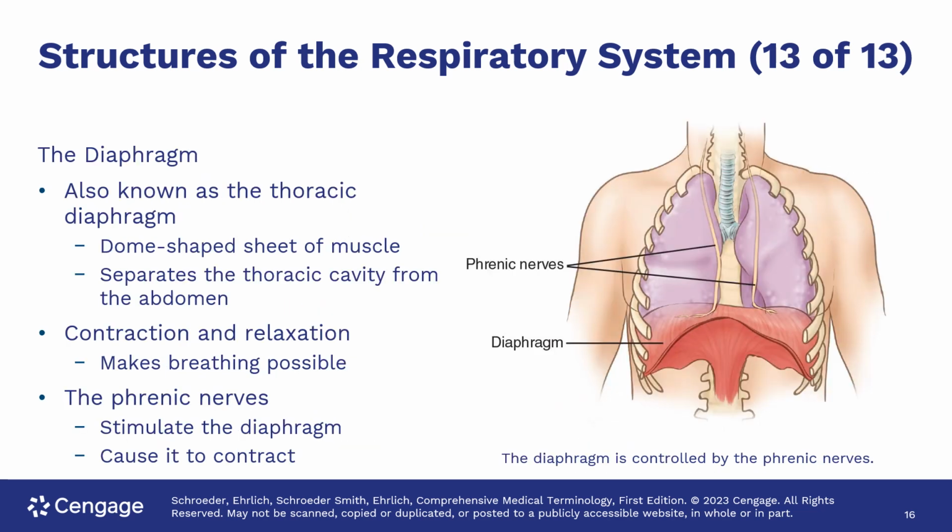The diaphragm is the large muscle below the lungs that's responsible for breathing. When you inhale, it contracts, pulling down and allowing the lungs to expand and fill with air. When you breathe out, it relaxes, letting the air out of the lungs. It also separates the thoracic cavity from the abdominal cavity. The phrenic nerve stimulates the diaphragm, causing the contraction and relaxation.